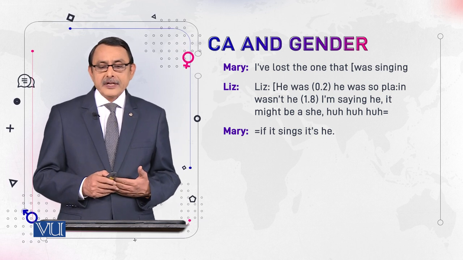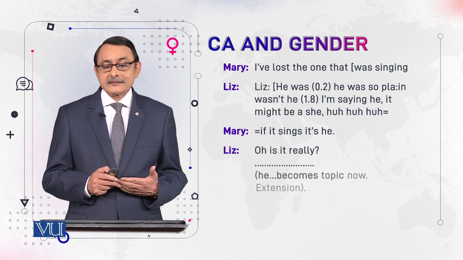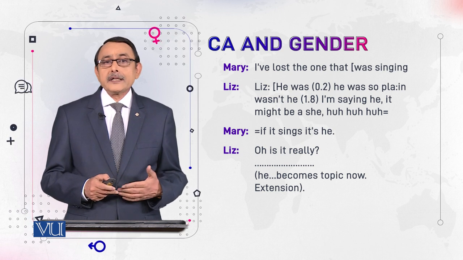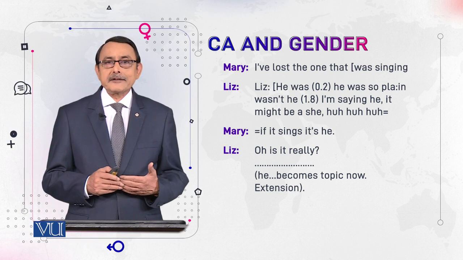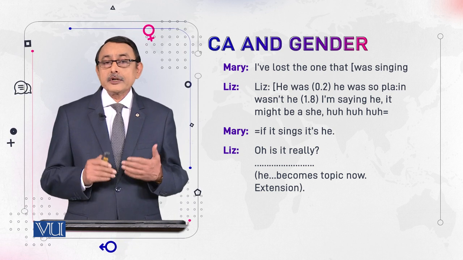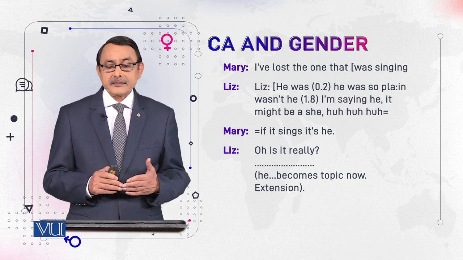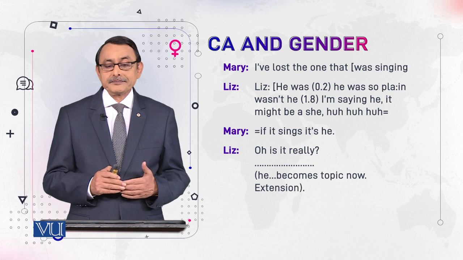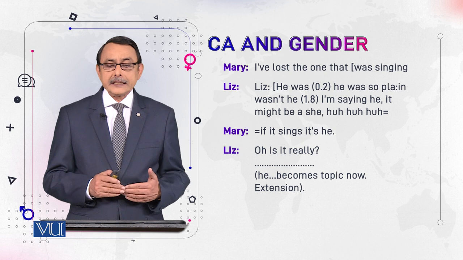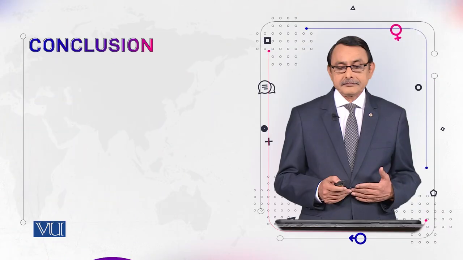Mary says, if it sings, it's he. Definitely, then it was a male. Only she thinks that males sing in such kind of environment. Now here, gender is involved prominently. Here gender is noticed. And beyond that, the whole talk is about that he. This is gender extension, gender relevance.